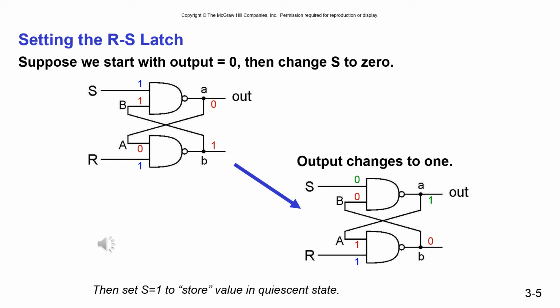Now we're going to start with a 0 on the output, and then we're going to set a 1. So to set a 1, we assert a 0 on the set. That changes the 0 at the output of the NAND gate to a 1. The 1 is backfed into A, and R becomes 0. So we've set a 1.